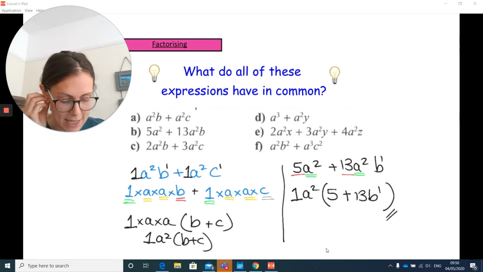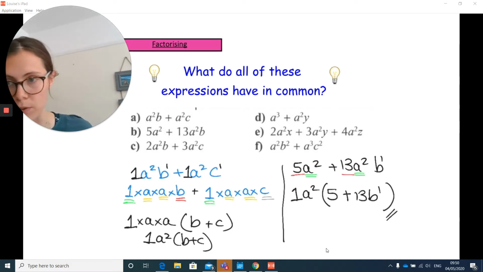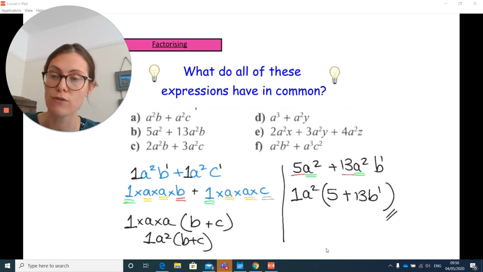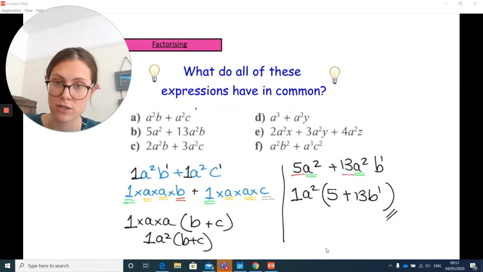So have a go at C, D, E, and F. We'll come and have a special look at E, but I want you to have a go at it. It's all about you looking for what are the numbers that you can take out and what is the smallest power of the common letters that you can take out. So pause it now and have a go at the rest of these questions, these 4 questions.